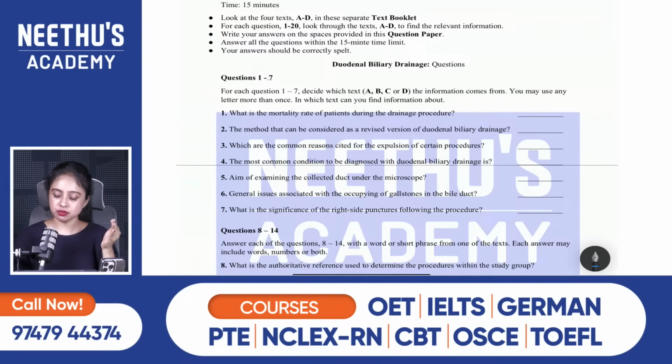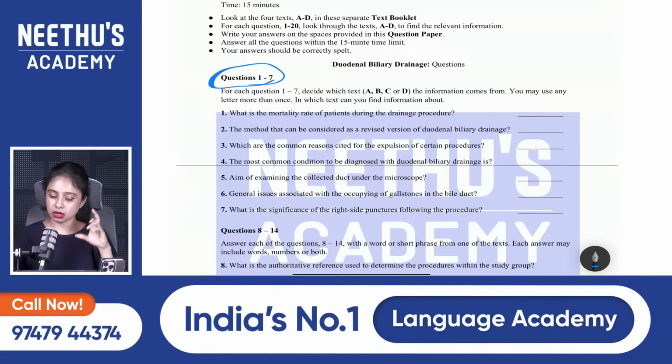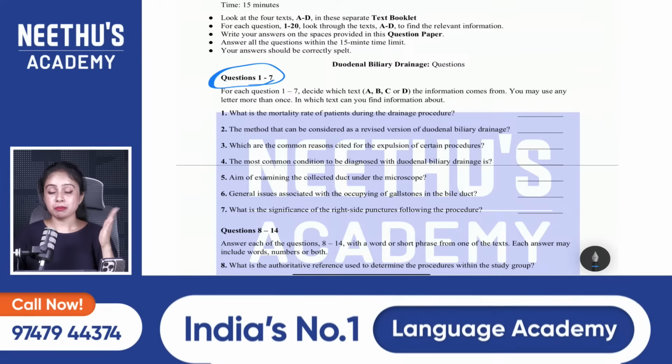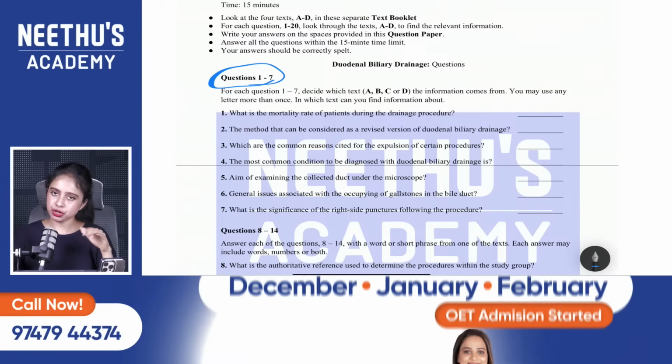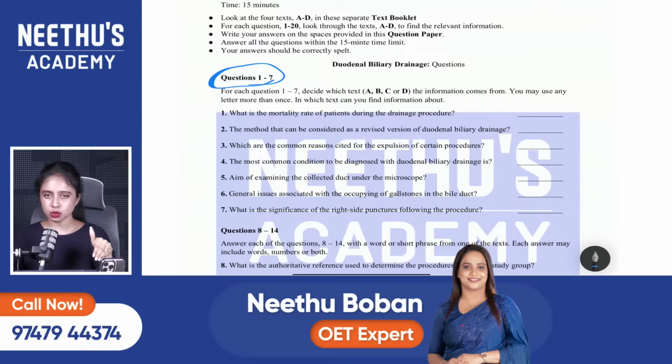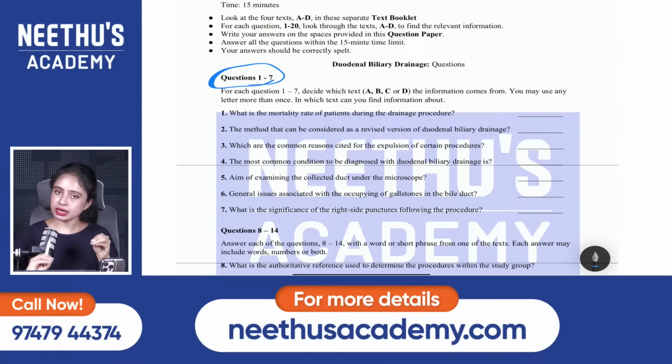1 to 7 set of questions, that can be called what? That can be called match the following questions. So what should we do here? In this set of questions, what you can do as an aspirant is you can read the question, underline certain keywords from the question, find out the text. In which text are these keywords mentioned?